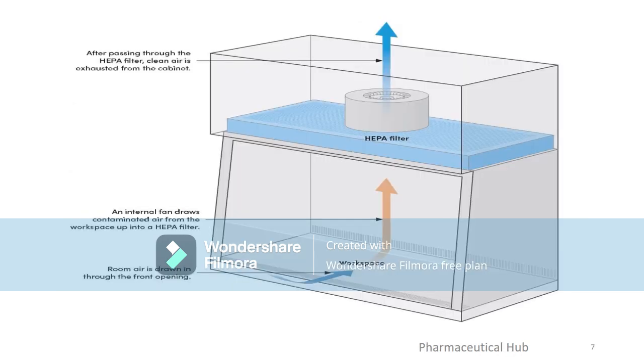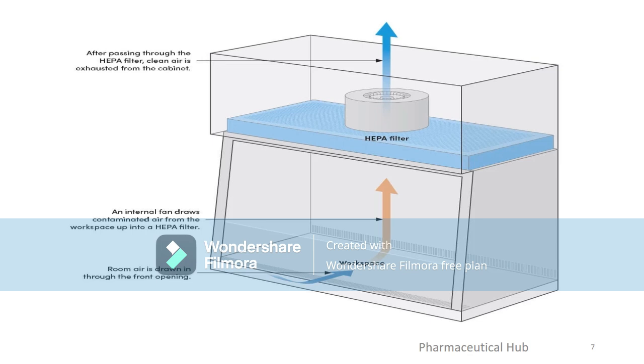Slide 7. This diagram illustrates the working principle of a Class I biological safety cabinet, BSC. The arrows show the direction of airflow, highlighting how the cabinet protects the user and the environment, but not the samples inside. Airflow explained. Inflow, blue arrow. Room air is pulled in through the front opening of the cabinet. This creates a barrier of inward airflow that protects the user from any contaminants inside the cabinet.